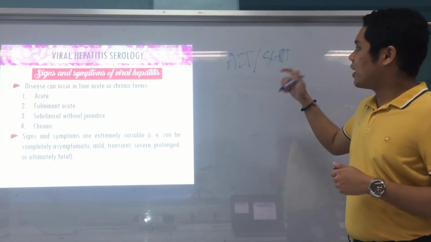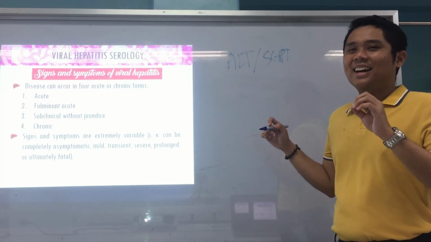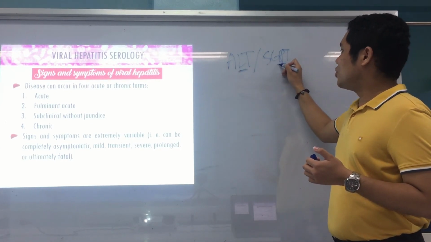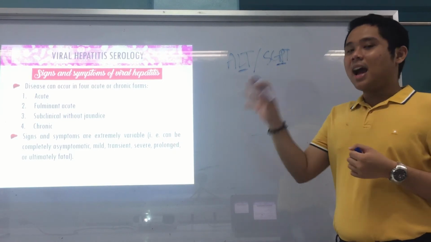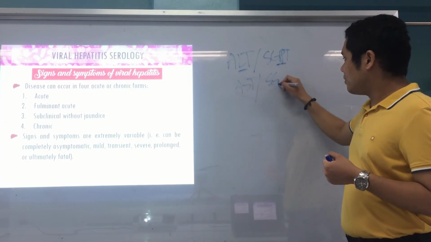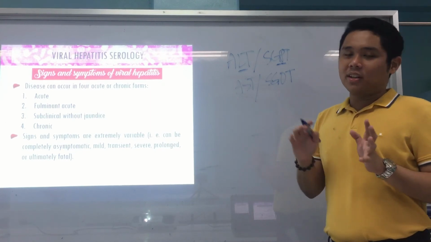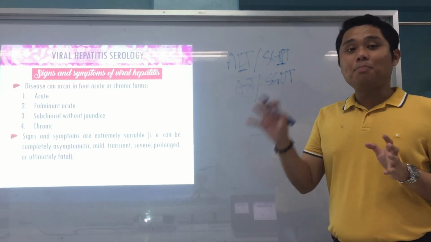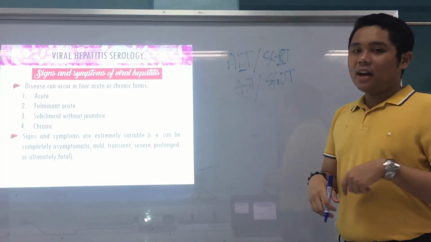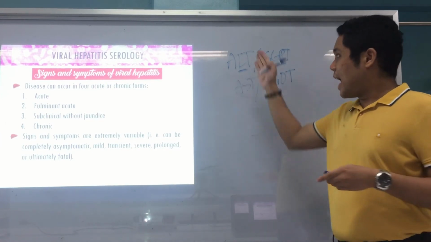Alright, so how do I remember which is SGPT and SGOT? According to Sir Coloyan, the best mnemonic: which can form LPG? ALT, SGPT, and therefore AST is your SGOT. So again, how do I remember? ALT, it forms LPG, so ALT/SGPT. Therefore, AST is the SGOT. These SG names are the old names of ALT and AST.